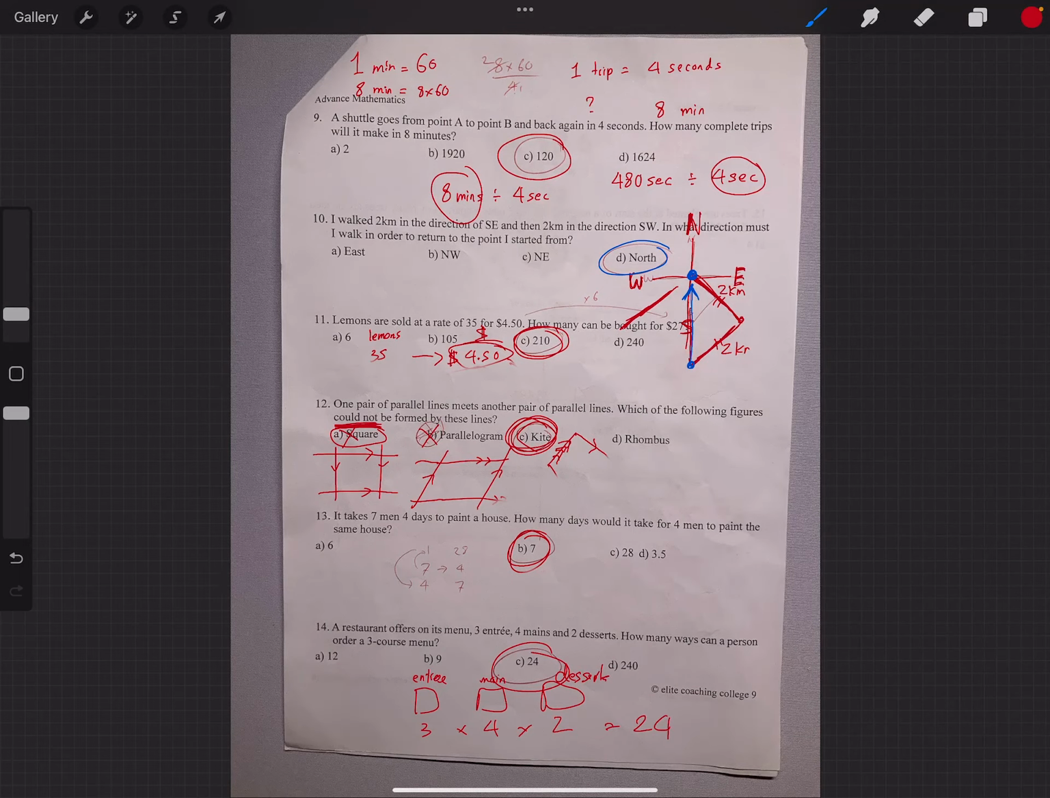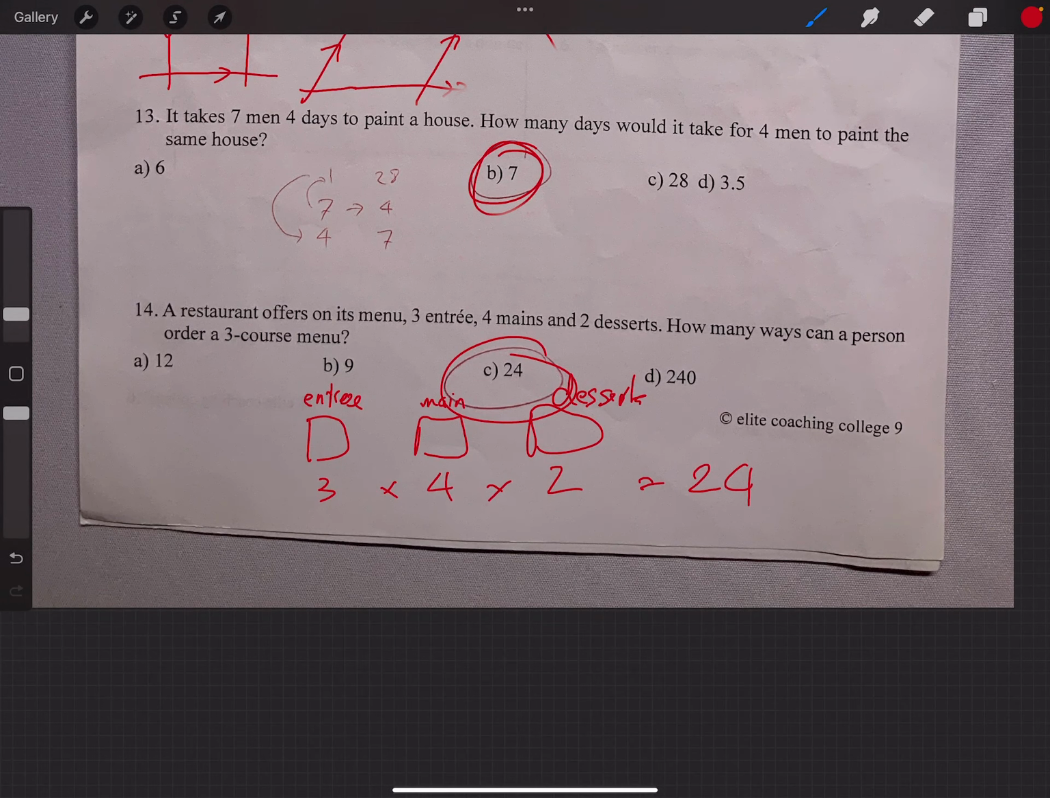Alright. If you want me to explain any of these ones in class, I can explain it in more detail. But we've done a bunch of these before, so I'm just going to do it quickly here. Okay, hope that helps.